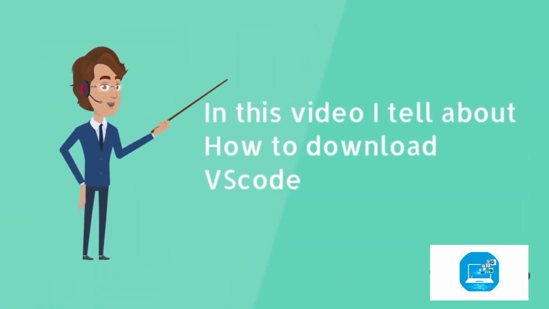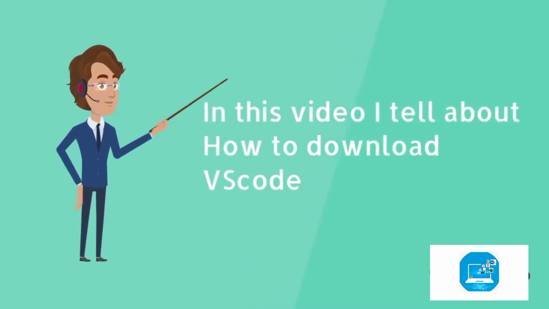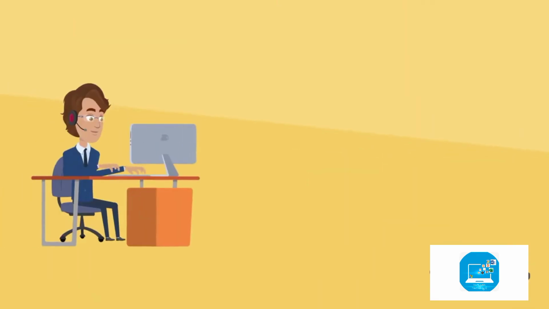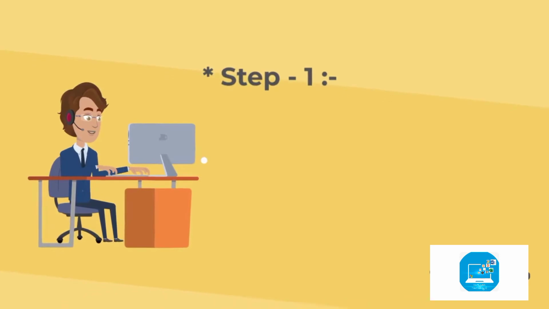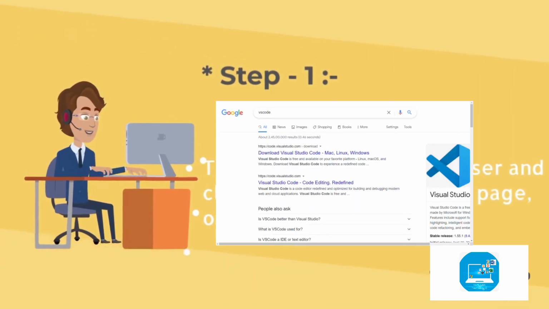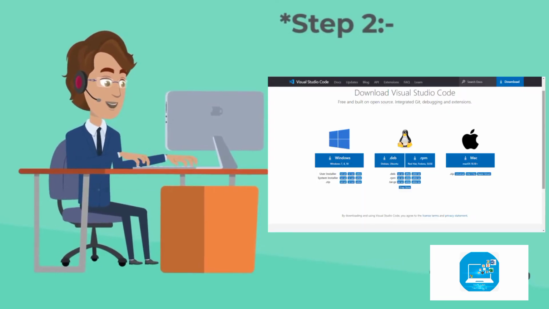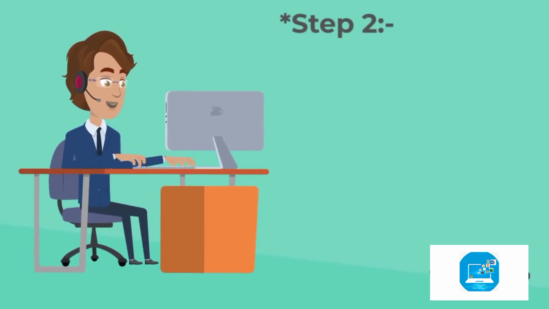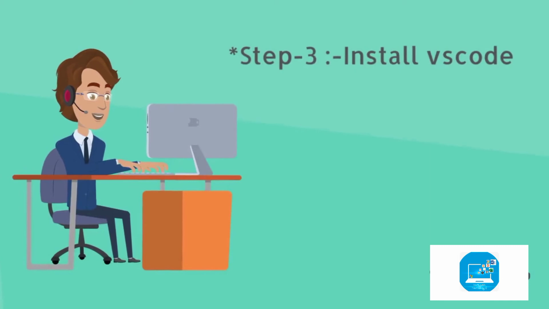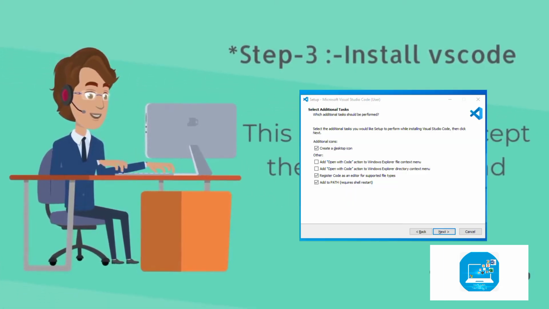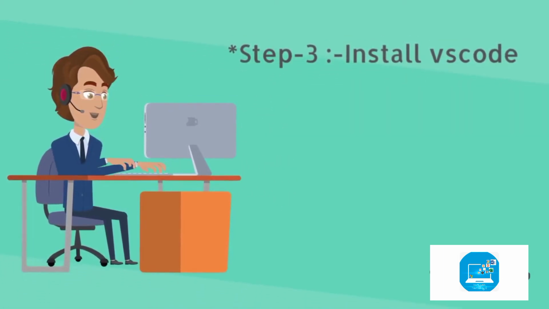In this video I tell about how to download VS Code. Step 1. Type VS Code on your browser and click on the first link of the page. Step 2. Now download the installer according to your operating system. Step 3. Install VS Code. This step is easy. Accept the agreement and click next.